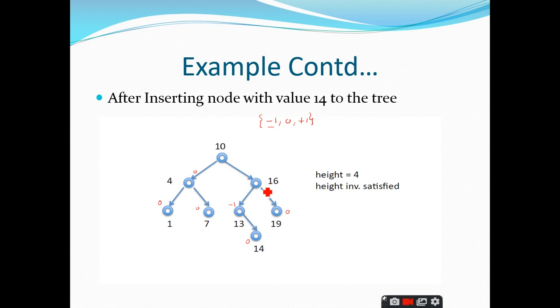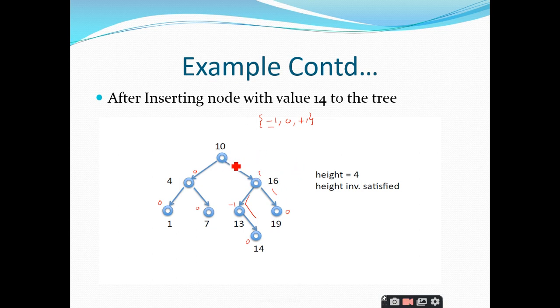Yes, sir. Now what happens to the balance factor of node 16? What is the height of the left subtree? 2, sir. 2, right? This is 1 and this is 2. What is the height of the right subtree? 1, sir. Only 1, right? So the balance factor of 16 is 1.